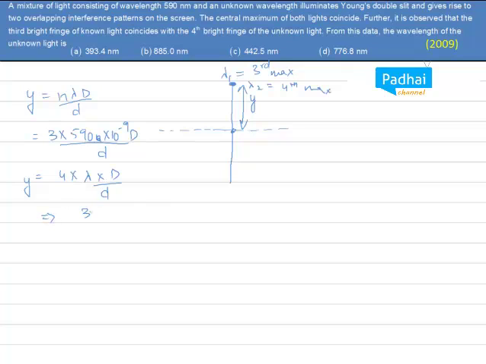So I can write it as 3 into 590 into 10 raised to the power of minus 9 equal to 4 into lambda. This means that lambda will be equal to 3/4 of 590 into 10 raised to the power of minus 9. If I cut, this will be 2, and this will be 295. I can again divide, this will be 147.5. And if I multiply by 3, eventually I get 442.5 nanometer.